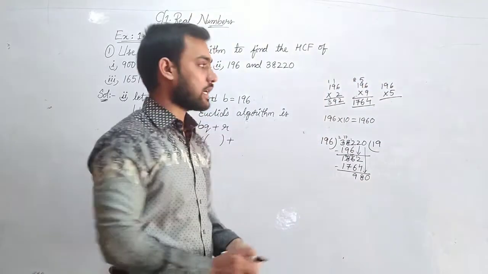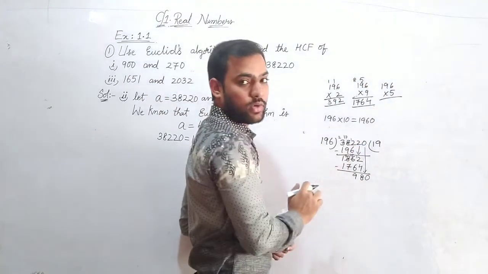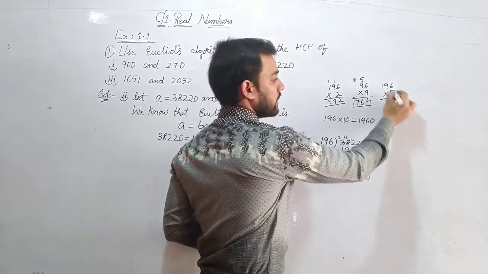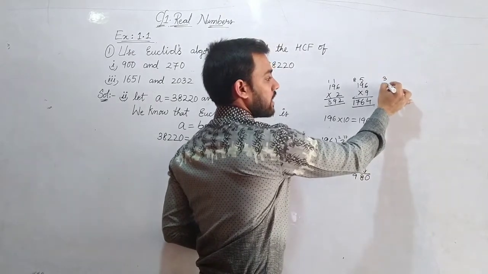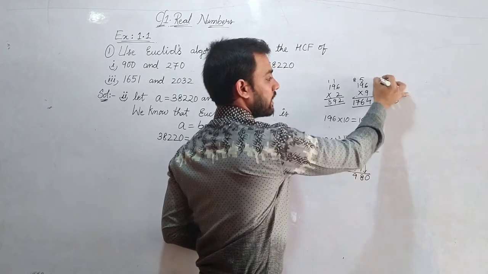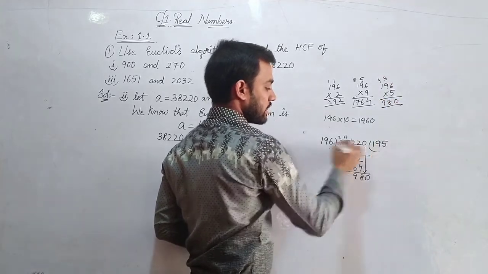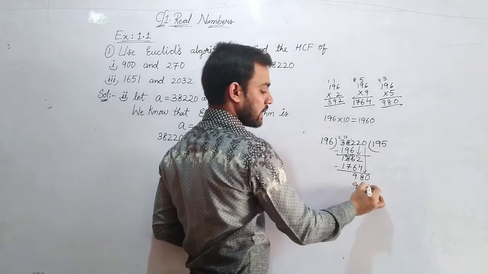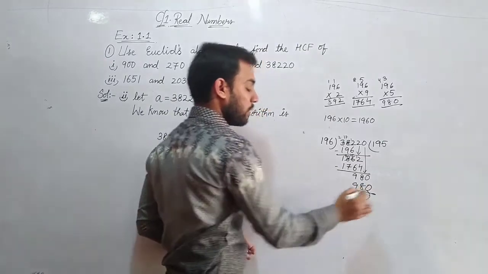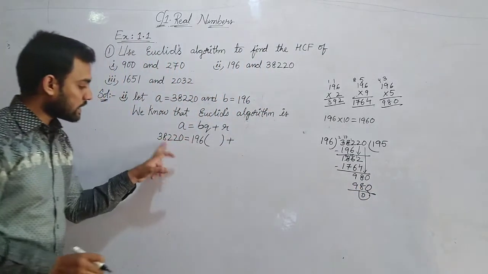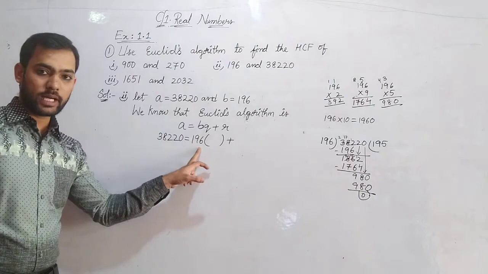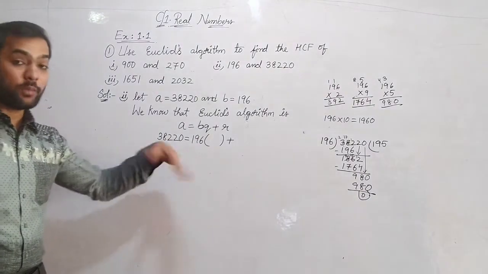You will get 0 at last. So that is the reason I directly went for 5. 5 6s are 30, 5 9s are 45, 5 8s are 40 and 5 ones are 5, plus 4 is 9. So 196 5s gives 980, remainder is 0, which means that this number is exactly divisible by 196 actually. How many times?